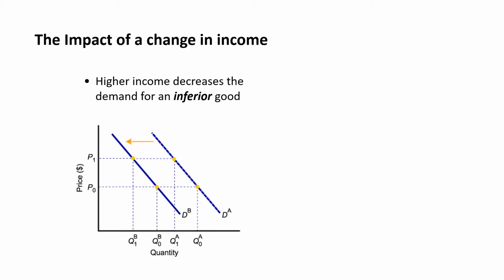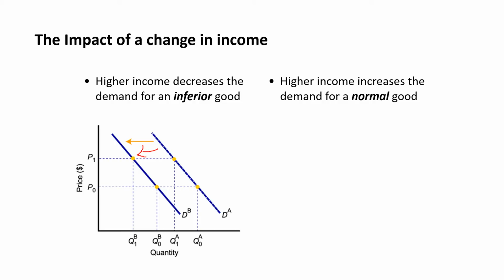So what will happen over here? As we can see, when your income increases, you will stop buying this type of product. It will decrease the demand for inferior goods, so it will move in this direction to decrease. There is a decrease. It will shift to the left. So the demand curve will shift from this point to this point.